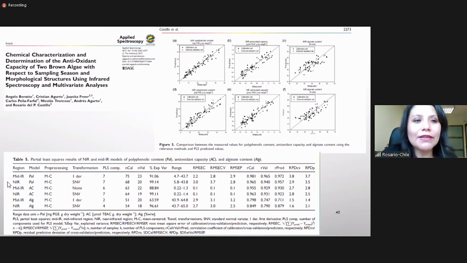In this example, I want to show you the estimation of polyphenolic content, antioxidant capacity, and alginate content obtained from the analysis by near-infrared spectroscopy of two brown algae, Macrocystis and Lessonia spicata, shown earlier in the PCA. Now we are using the same spectra that we used for PCA to quantify these properties, using two infrared ranges, near infrared but also mid-infrared spectroscopy.